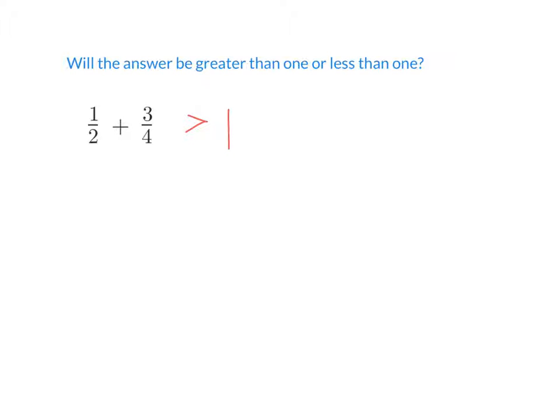Let's actually do some math to see if we're actually correct. Now, what would be my least common denominator between 1/2 and 1/4? 4, right? So it'd be 2/4 plus 3/4, which is 5/4, which is 1 and 1/4. Is that greater than 1? So it is true. We can use what we know.